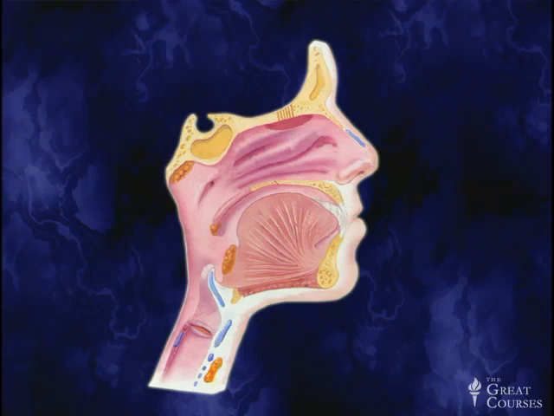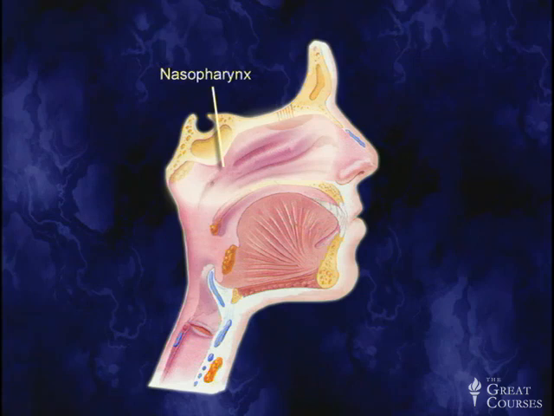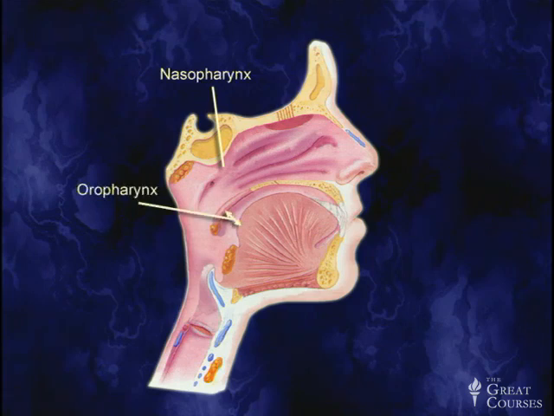This area is called the nasopharynx. Pharynx means a gulf or the throat of a living animal. And this is, as you can see, just a big enlarged area. That's the nasopharynx. In the back of the mouth, we have the oral pharynx, and these two join together in the back of the throat right here.